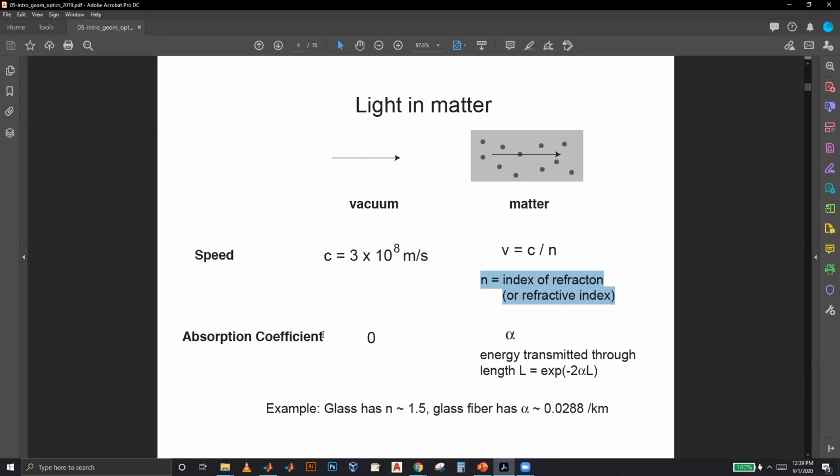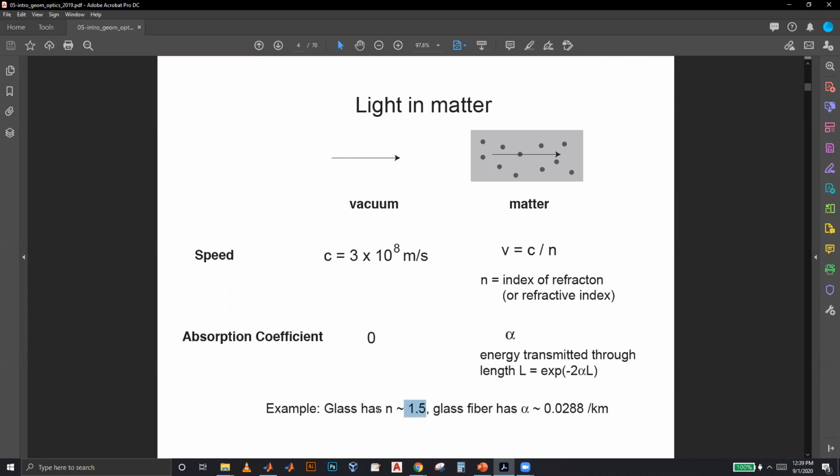Next, we come to another term called the absorption coefficient. This tells us how much of the light energy will be lost by absorption by the material molecules. And that is defined as alpha. And the energy transmitted through a length L of the material is equal to exponential of minus 2 alpha L. So this is basically a scaling down of the energy. So some energy is absorbed inside the material.